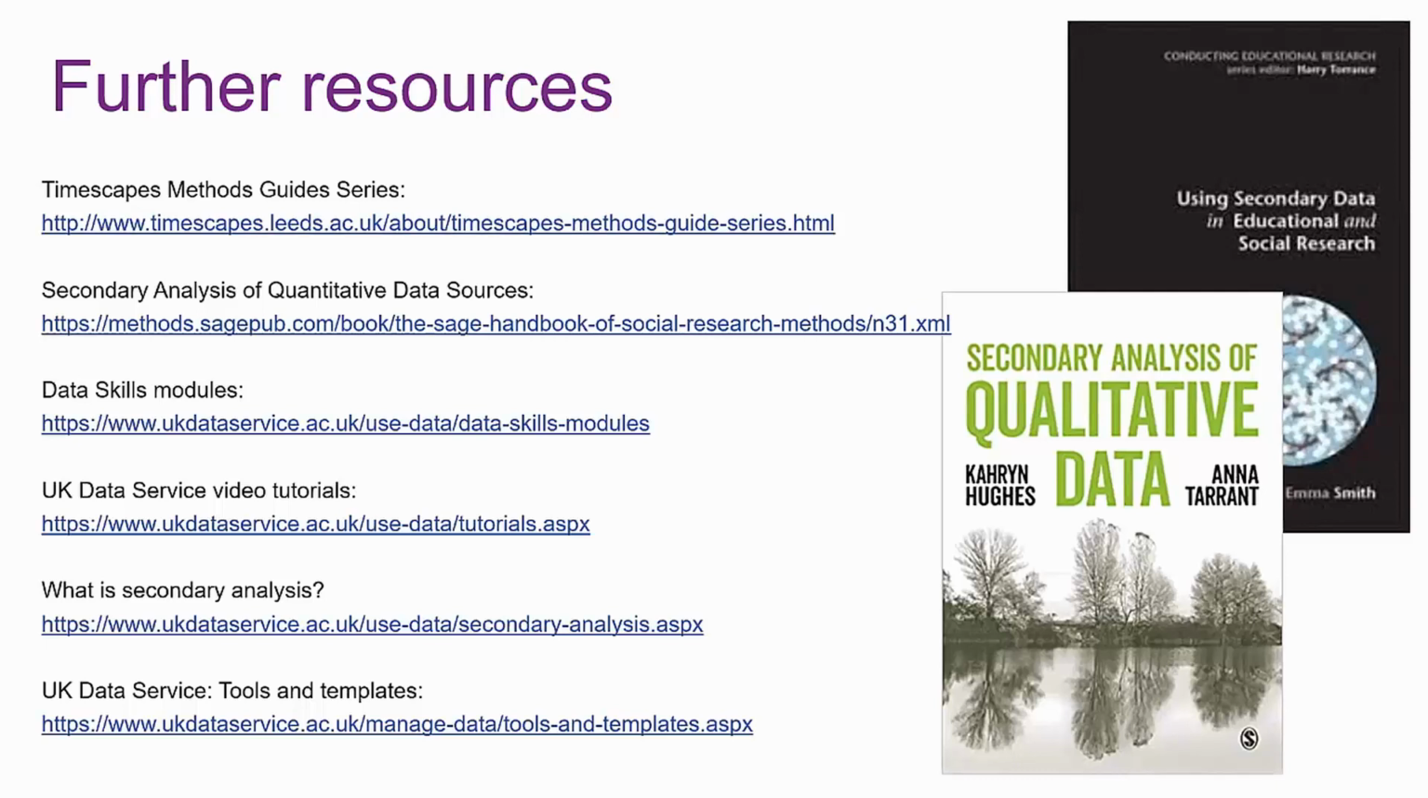If you're doing quantitative work, then Emma Smith's book, Using Secondary Data in Educational and Social Research, might be useful. There's also a chapter in SAGE's Handbook of Social Research Methods on secondary analysis of quantitative data sources. And we also have some data skills modules, which will help guide you through steps of statistical analysis. For qualitative projects, there's a chapter in Silverman's Qualitative Research textbook on secondary analysis, and there's also a working paper series available through the Timescapes archive. Karen Hughes and Aaron Tarrant have also recently published a handbook of qualitative secondary analysis.